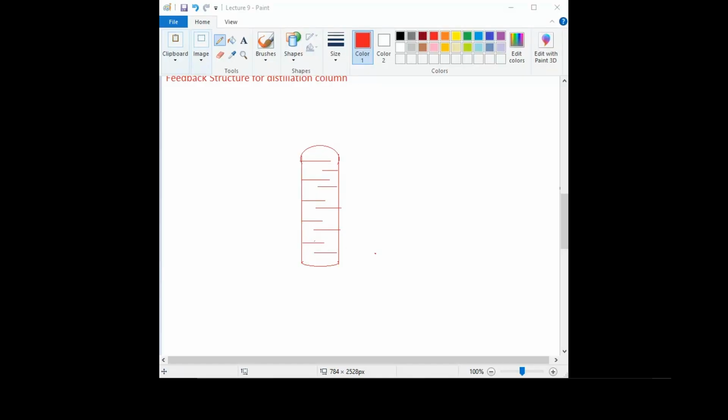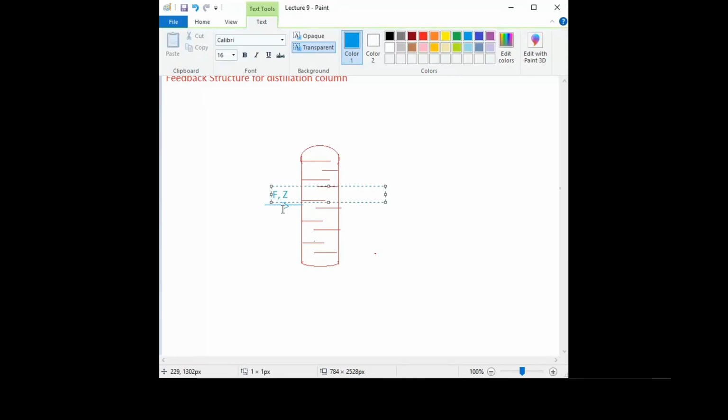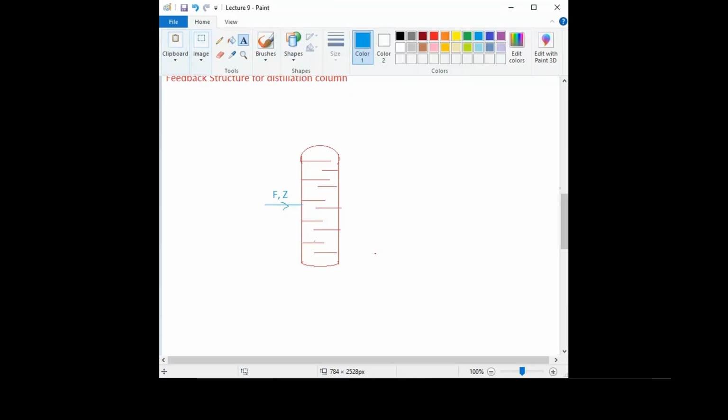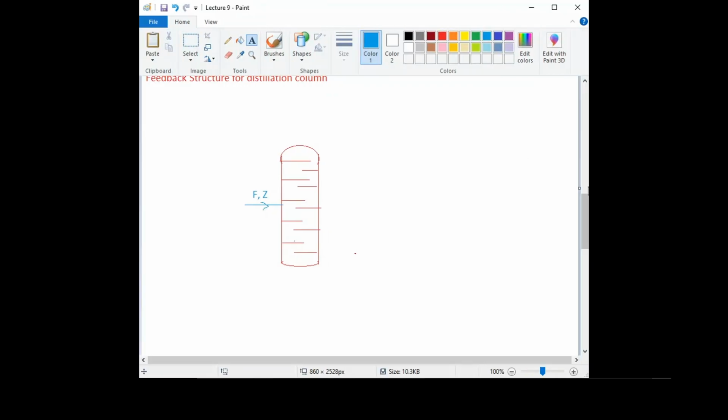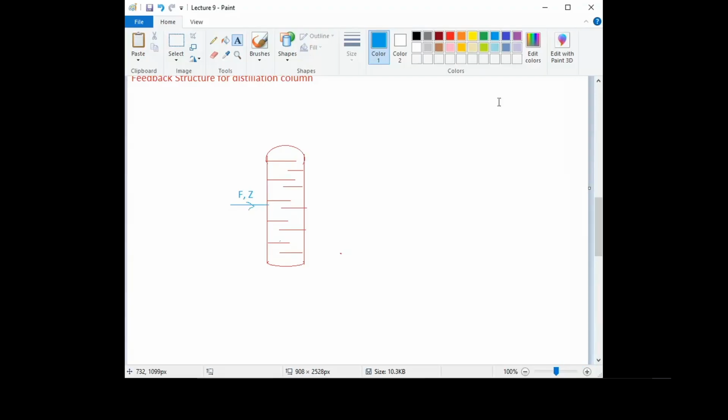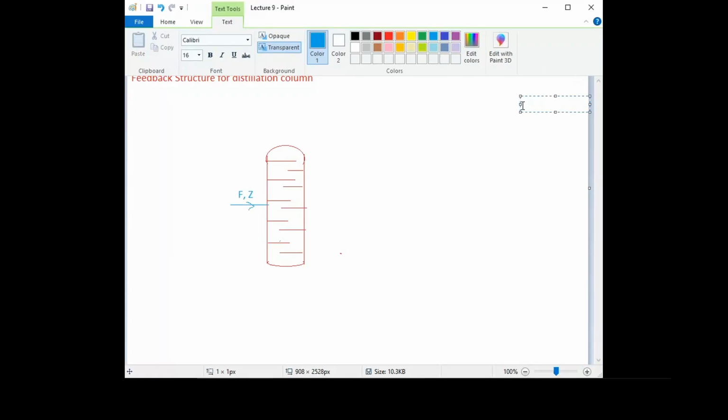Okay, so here the first variable which we will consider, here we will apply the feed. Feed will be given to the mid tray with flow rate F and composition Z. Then here we will consider the first variable. So the first variable which we'll consider, that will be pressure at the top tray, right? This is our first variable, pressure at the top tray.